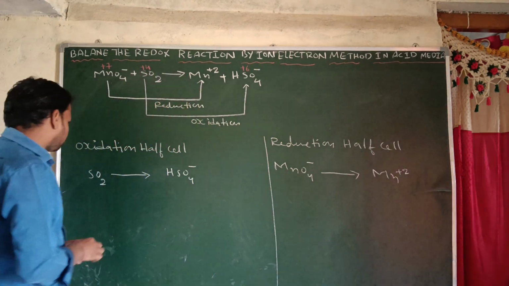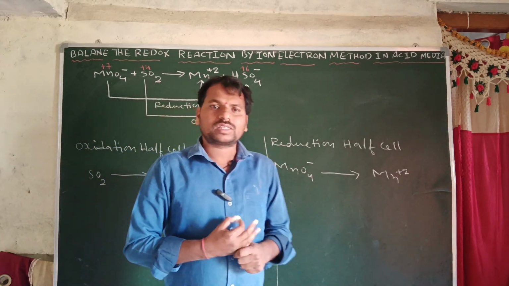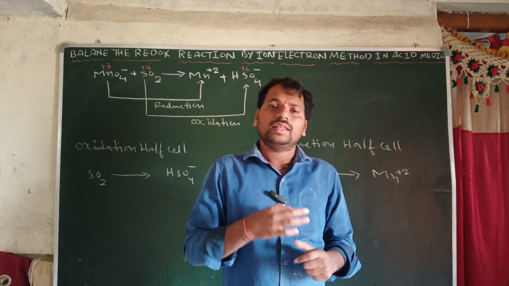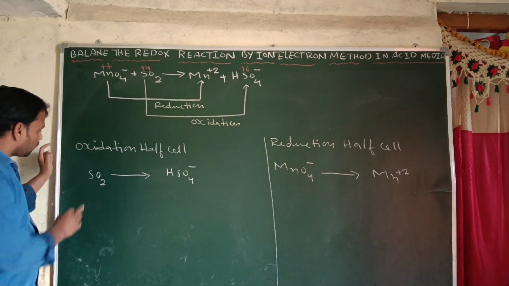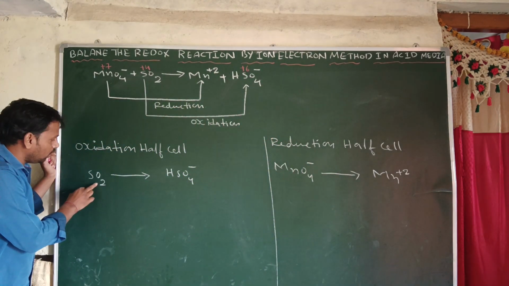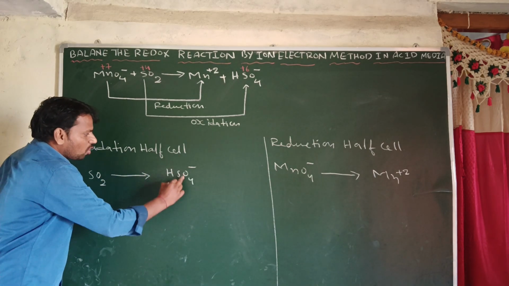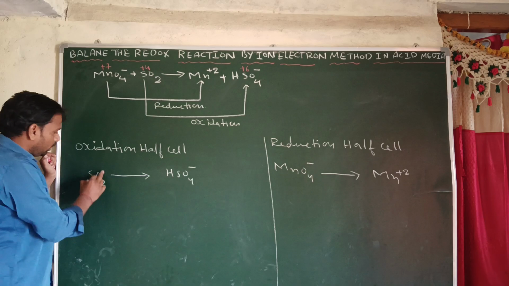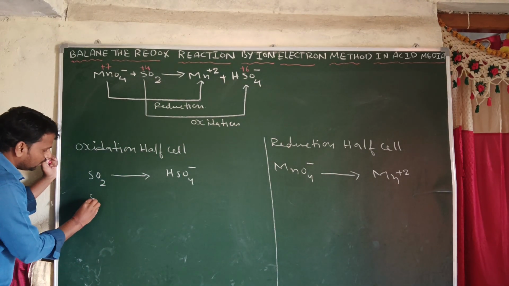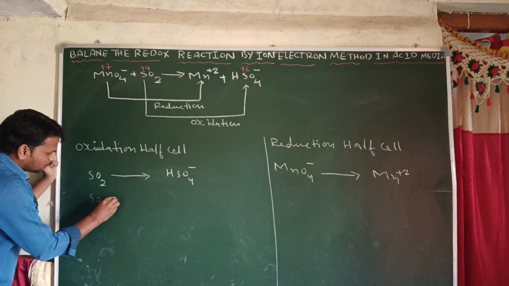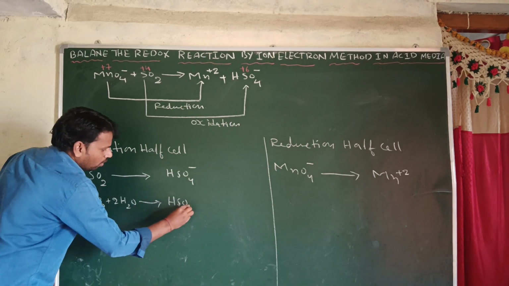Next step, we can balance the oxygen. To balance the oxygen, on the side where there is a deficiency of oxygen, we add water units. Suppose here SO2 has two oxygens, and here four oxygens are there. So excess oxygens are present at this side, which means two oxygens are lacking at the other side. So we should write SO2 plus 2H2O gives HSO4 minus.